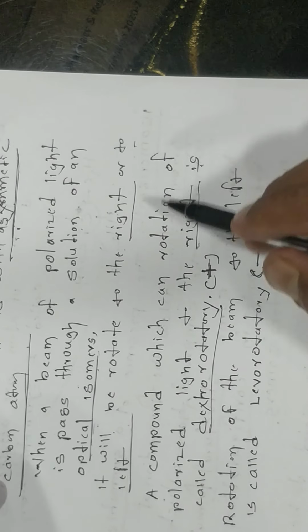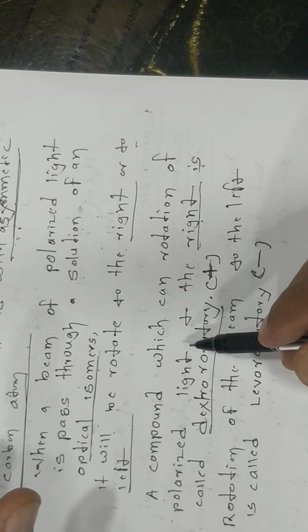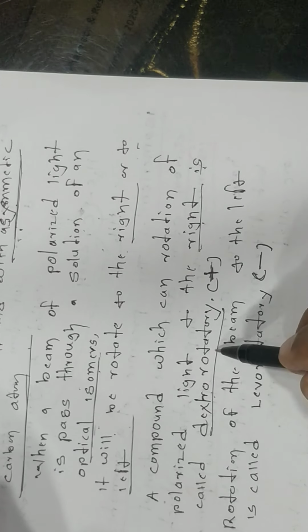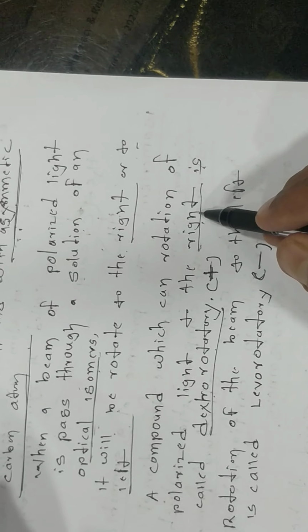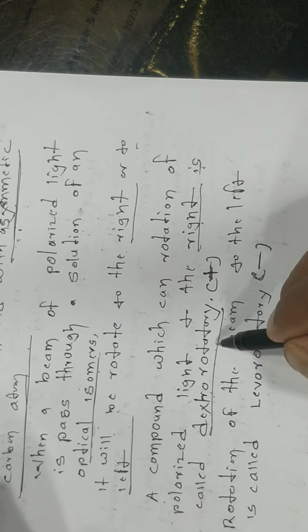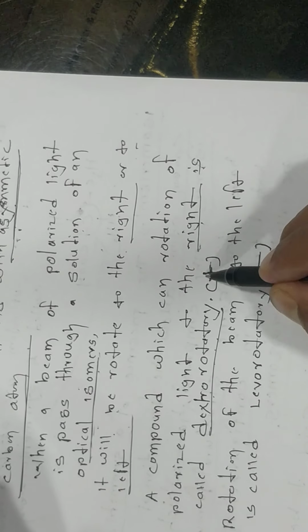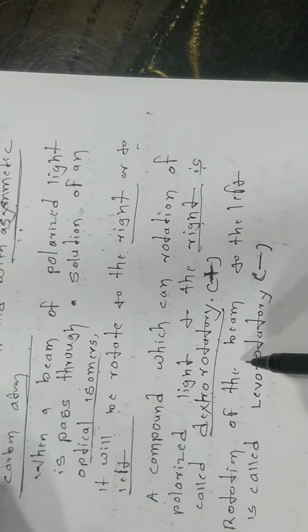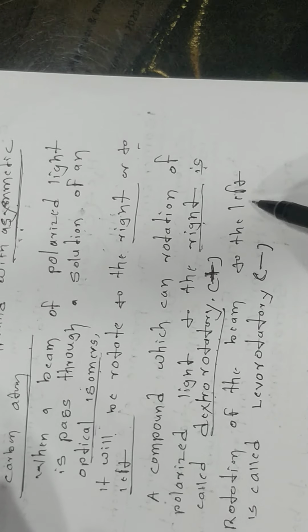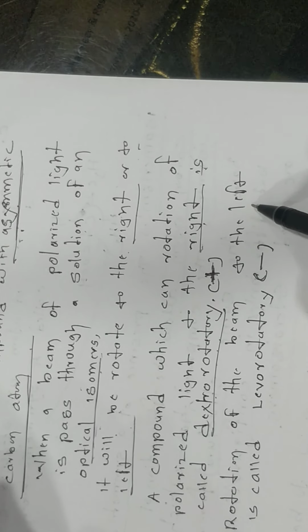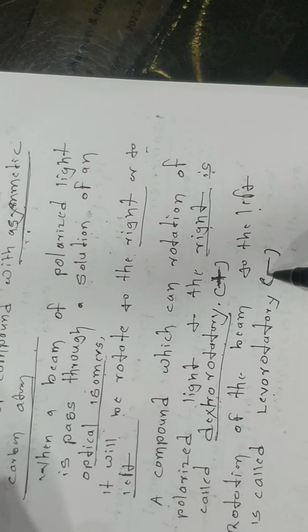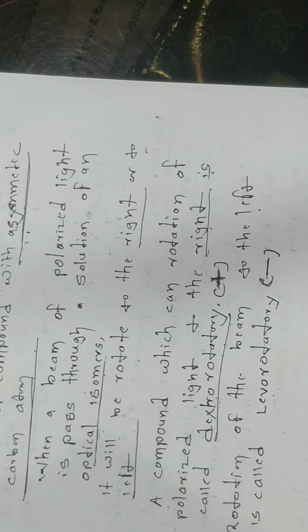A compound which rotates polarized light, to which side will it rotate? The right hand side, that is called dextrorotatory, or a compound that rotates right or clockwise is called dextrorotatory, and dextrorotatory is always denoted by the positive sign. The compound that rotates the beam of plane polarized light to the left side or anti-clockwise side shows levorotatory, always denoted as negative. Okay.